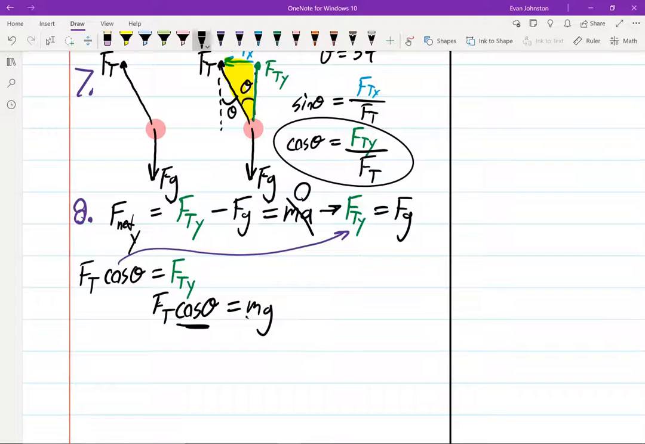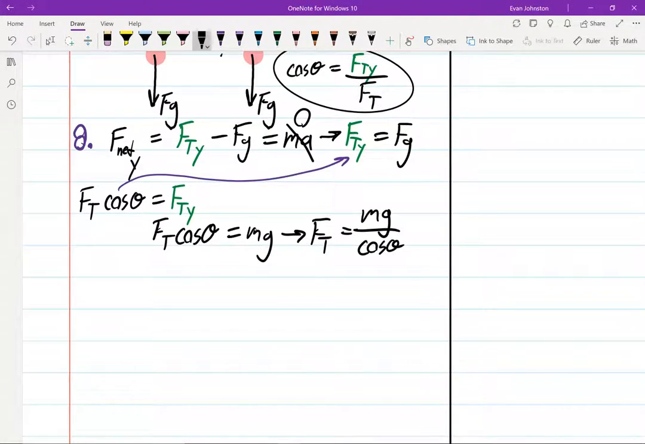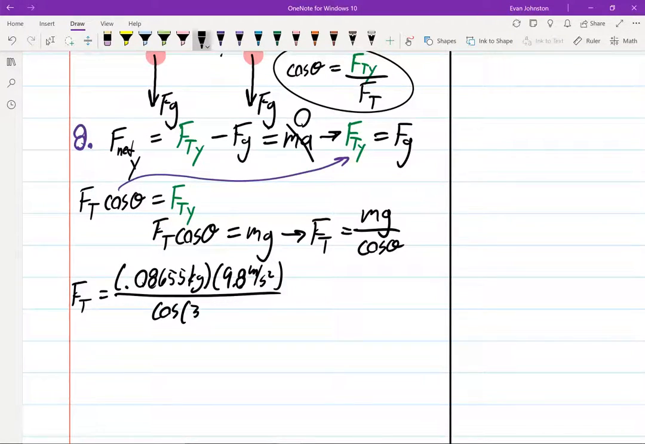Now we know the angle, we know m, we know g, we know everything here but the force of tension. And part 8 is asking us what is the tension in the string. So we can do a little algebra. That tension is equal to m times g divided by cosine of the angle. Plugging in, tension is equal to 0.08655 kilograms times 9.8 meters per second squared over cosine of 34. Putting that into my calculator, I get 1.02 newtons.